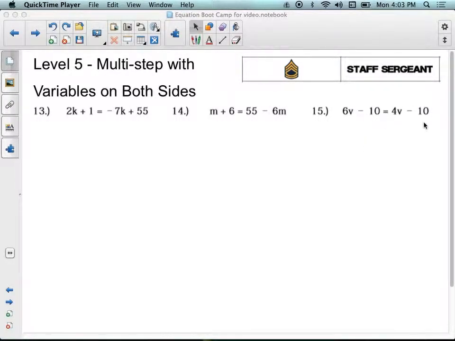Welcome to this video. This is level 5 in our equations boot camp. This is the staff sergeant level. In this video, we'll talk about solving multi-step equations with variables on both sides.